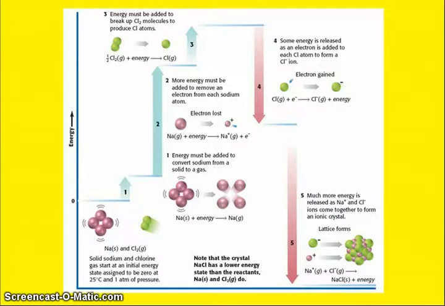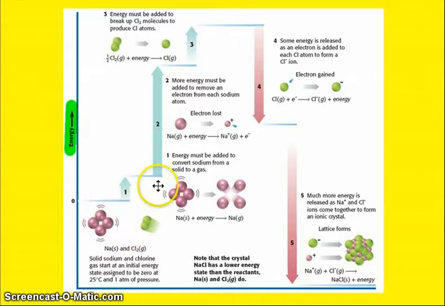So here's a nice little diagram describing how this happens. First of all, you'll notice over here on the y-axis that we have energy. And as you go up the y-axis, energy is increasing. And so here we start with sodium atoms and chlorine molecules, because chlorine is a diatomic molecule.